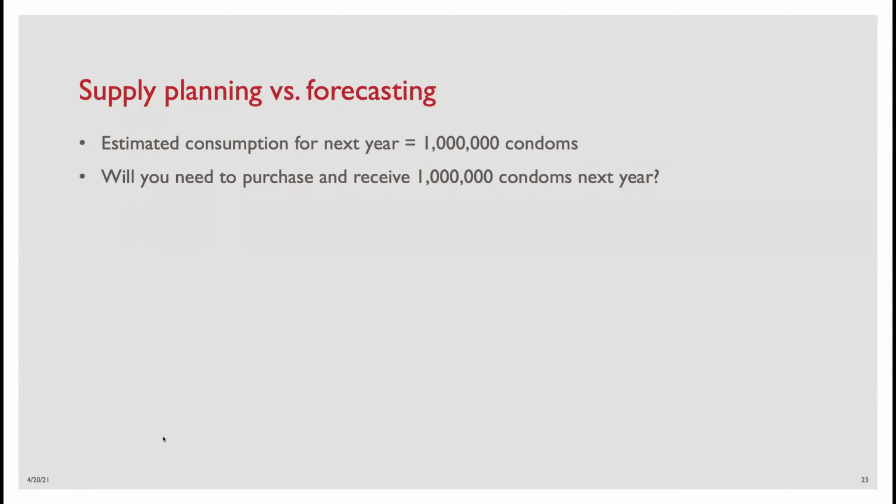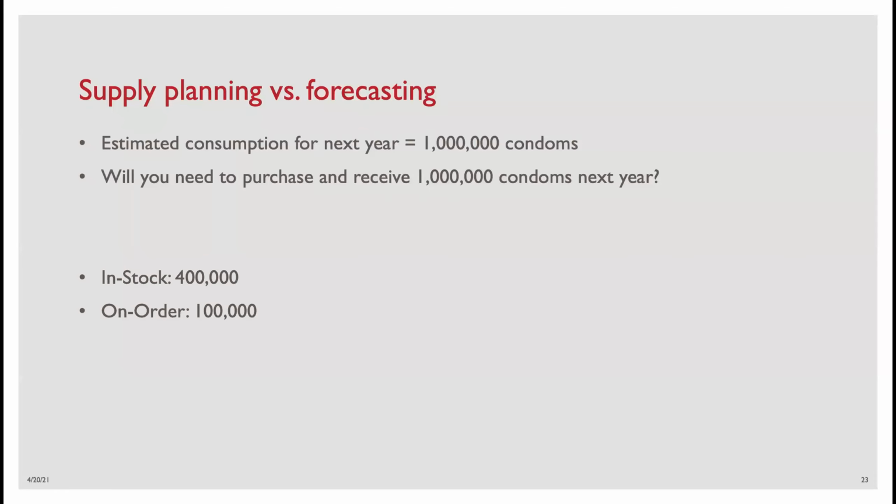Okay, let's see the results of our poll here. Well, the majority of you, 91% of you, said no, and you are right. If we estimated our consumption of 1 million condoms for the coming year, we would not automatically procure 1 million condoms. So the answer is no. So let's dive into this a little bit more.